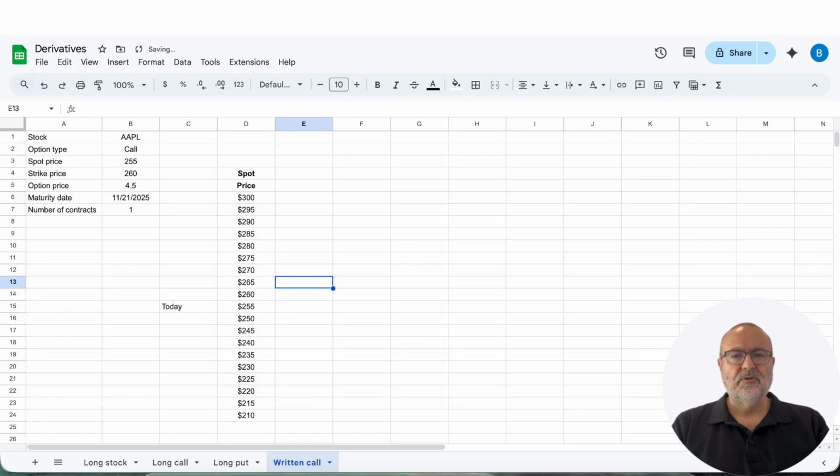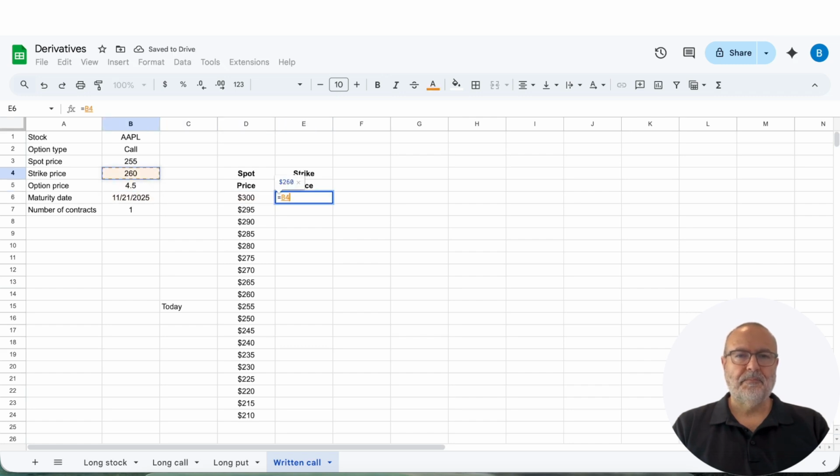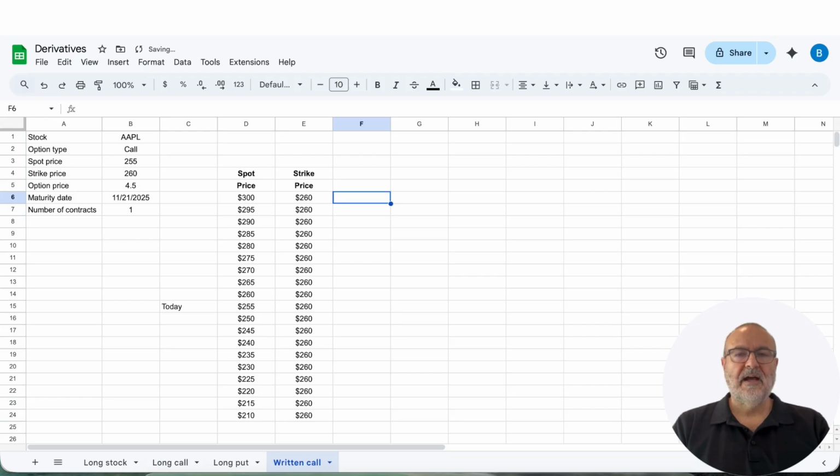Next, we will add the strike price, which stays constant as spot price changes. Next, we will add the income, which is the option premium we collected when we wrote the call option. Our income also stays the same as spot price changes.